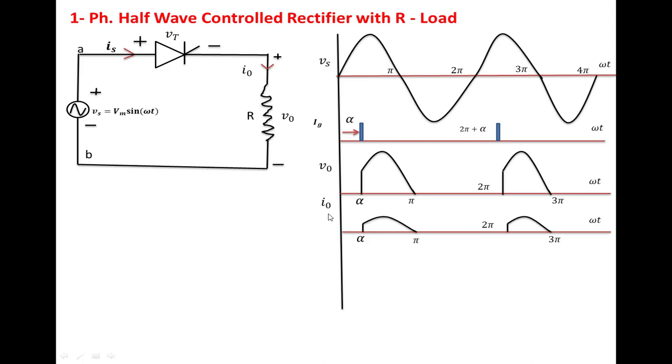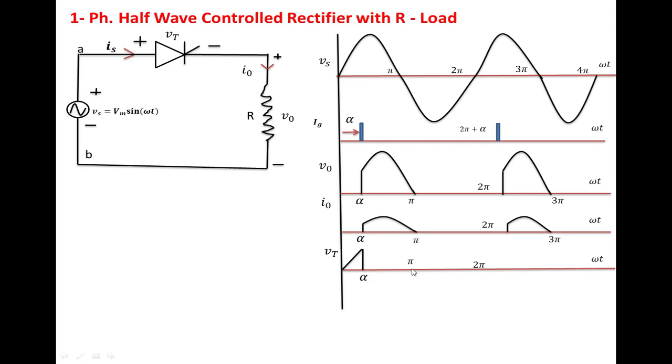If you draw the load current waveform, it is the same as the load voltage waveform, but the magnitude will be lesser because we have taken the resistance value greater than 1. If you draw the voltage across the SCR, from 0 to alpha no device is conducting, so the voltage across the SCR is the same as the input voltage. See how the input voltage changes, and take the same magnitude and same waveform.